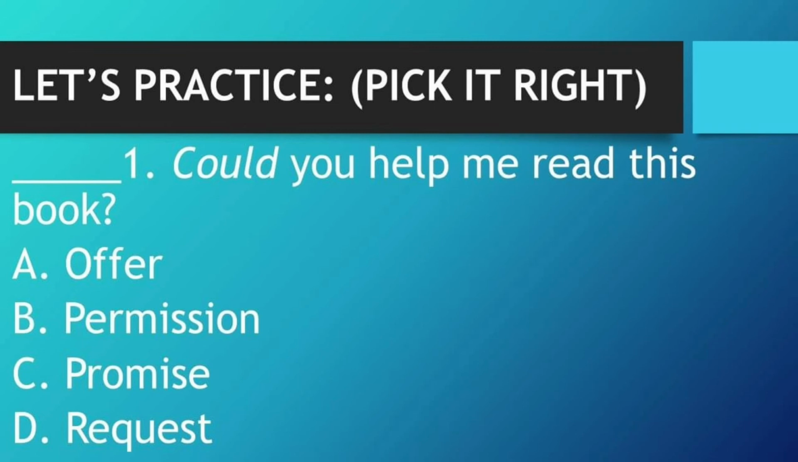Now, let's move to our next activity, which is about Pick It Right. The direction is you have to determine the function of the underlined modal verb as used in the sentence. So, for number 1, we have this question. Could you help me read this book? Is it A, offer, B, permission, C, promise, or D, request? Time's up. The answer is letter D, request.